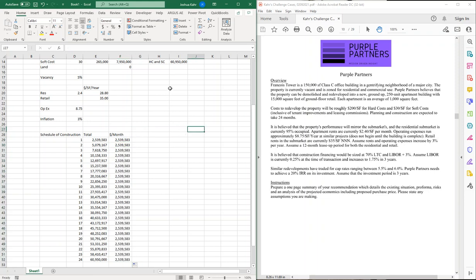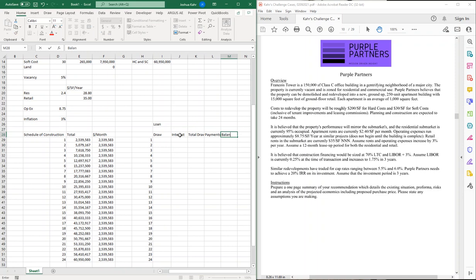Great. Now we're financing 70% of that. And it doesn't say 70% of just hard. It's saying 70% of hard and soft. Okay, so now we need a loan schedule. So at the beginning, there's no balance. Fine. Again, it's going to be over 24 months. We've got to figure out the draw. We've got to figure out the interest. And we've got to figure out the total draw. And we need the payments and the balance.